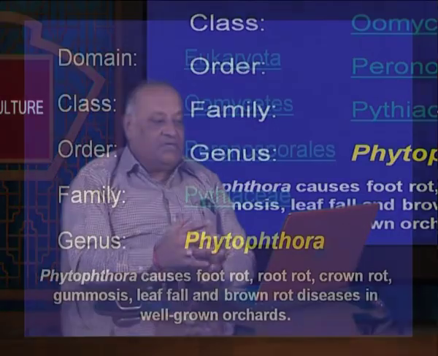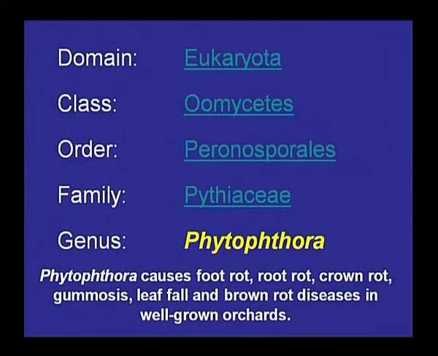If we see the classification of Phytophthora, it belongs to the class Oomycetes, order Peronosporales, family Pythiaceae, and genus Phytophthora. Phytophthora causes foot rot, root rot, crown rot, gummosis, leaf fall and brown rot disease in well grown orchards.